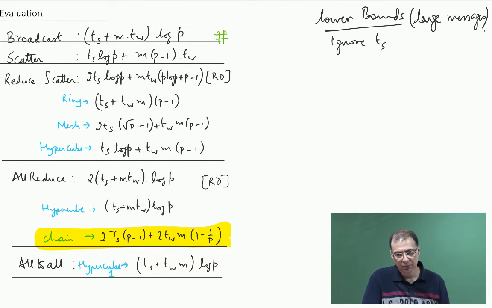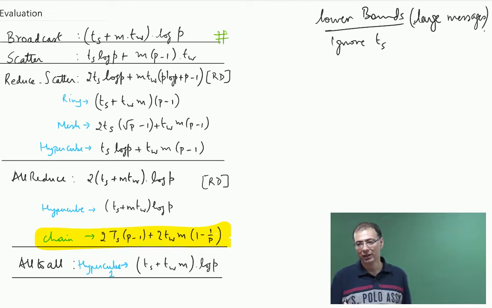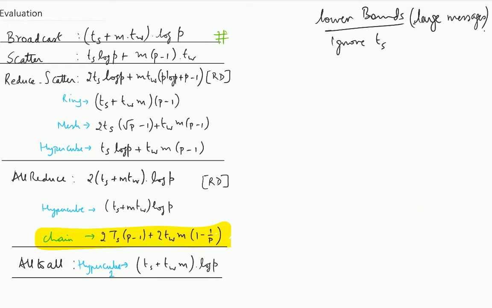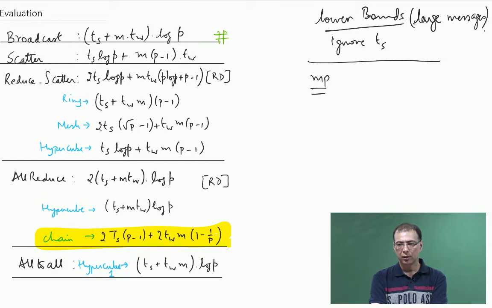The argument is quite simple. The node that has all the data has to send out all that data. You can't do faster than that. How long is it going to take for it to send out the data? So how much data does it have? MP, that's the data it has. And when you're doing reduce scatter, how much of this data do I have to send out to the other nodes?